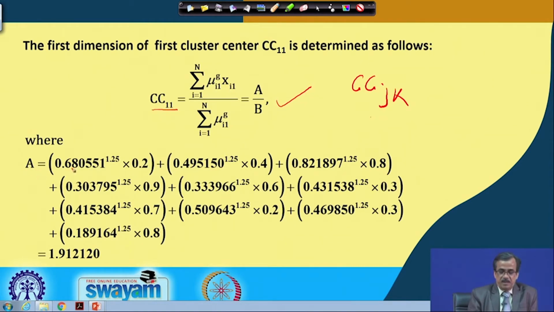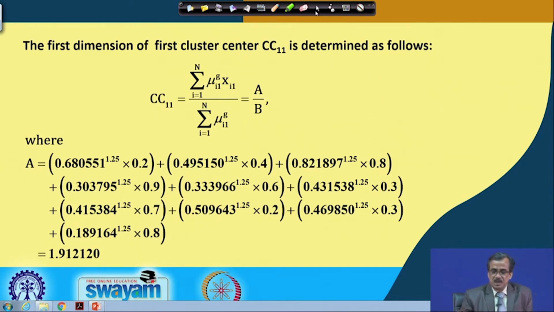Now, to calculate a, you concentrate here. mu i1 raised to the power g, and i varies from 1 to n, where n is the total number of data points. Now, what does it mean? The moment I put i equals 1, this is nothing but mu 11 raised to the power g. What is mu 11? Mu 11 is nothing but the membership value of the first data point with respect to the first cluster center.